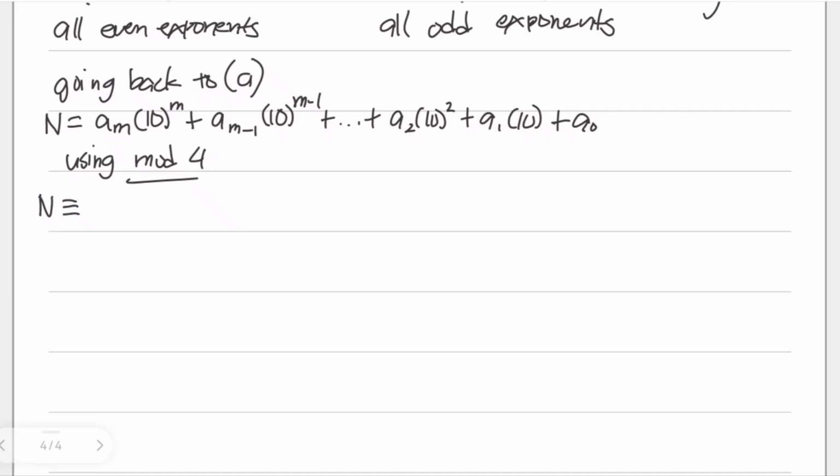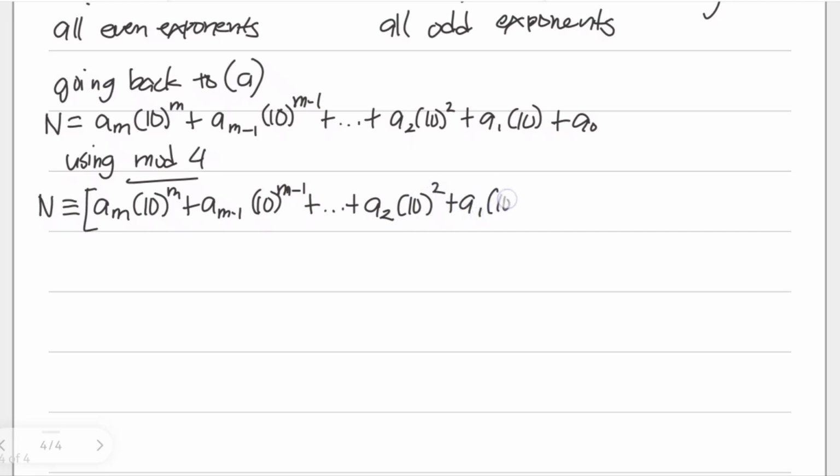Now, with modulo 4 in this expression, your n will no longer use equality but will be using congruent, okay, to this entire expression, a sub m times 10 to the power of m plus a sub m minus 1 times 10 to the power of m minus 1 plus dot dot dot plus a sub 2 times 10 squared plus a sub 1 times 10 plus a sub 0. Then you have here modulo 4. Okay? Again, we are verifying the divisibility test for 4, hence modulo 4. And this is where the connection of our A and B earlier will come in.